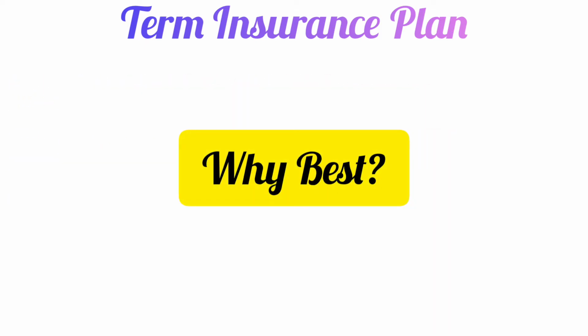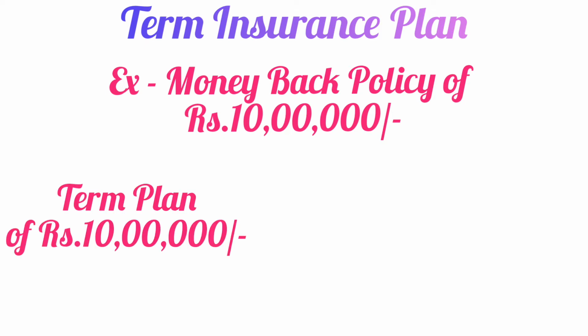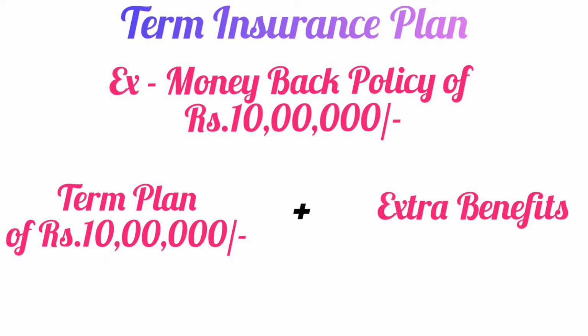Why do I consider term plan to be the best type of life insurance policy? Any other policy like money back policy or endowment policy has a term plan built into the product. For example, if you take a money back policy of 10 lakh, then it will have 10 lakh term insurance built into it. So the money back policy of 10 lakh involves a term plan of 10 lakh plus some extra benefits. Those extra benefits are the payments that you get after a regular interval under the money back policy. So any other policy where you get something in return, even in case of survival of the person insured during the policy period, will have built-in term plan plus some other additional benefits.